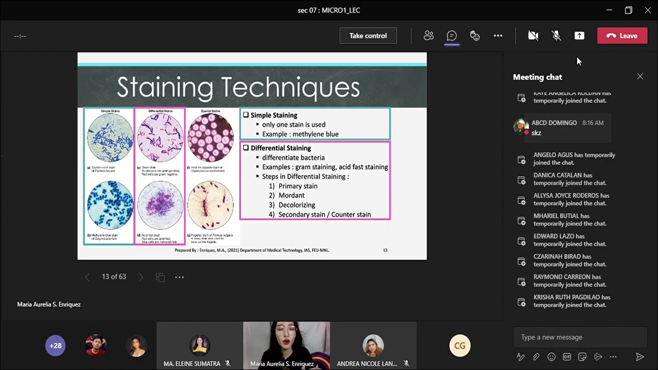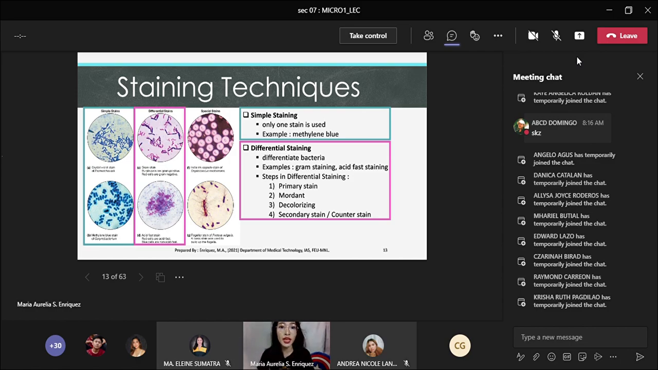Alright, so there are four main steps in differential staining. First is applying the primary stain. Okay, so after we let that sit for a while and then wash it off, we then proceed to apply the mordant. So the mordant is not actually a stain, but it's a substance or reagent that is supposed to increase or strengthen the binding of the primary stain to the bacterial cells. And then we'll also let that soak for a while, then wash it off and proceed to applying the decolorizer.